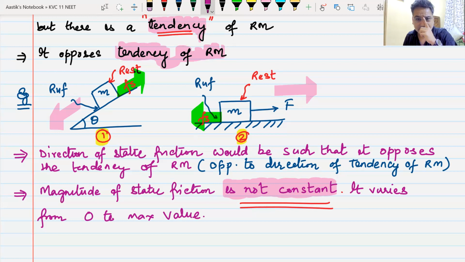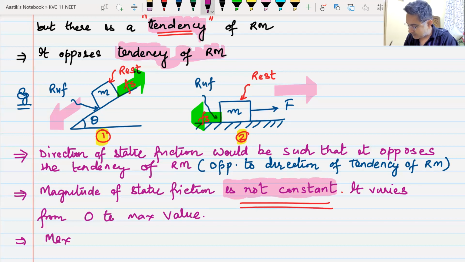The value of static friction is not constant. I call static friction intelligent friction. Why do I call it intelligent? I will tell you. The magnitude of static friction is not constant. It varies from 0 to a maximum value.